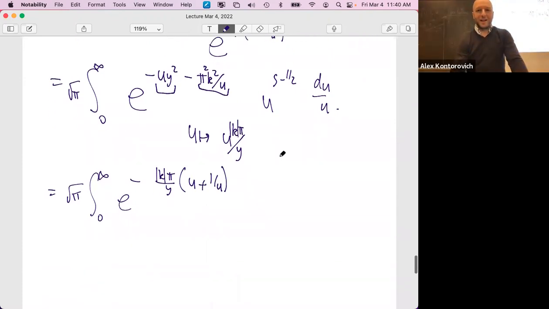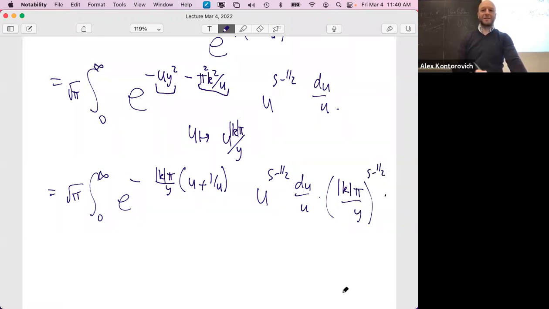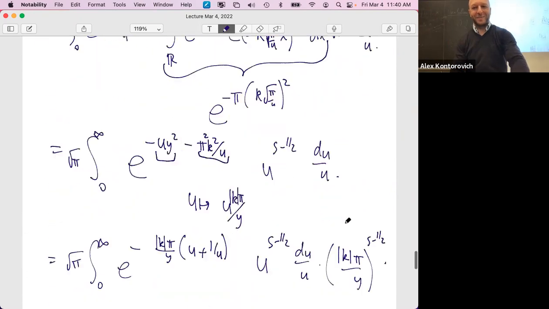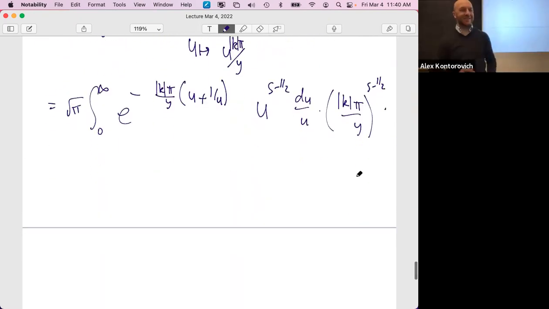Okay. Then u got replaced by these things. So there's a u to the minus s over 2 du over u, and a factor of k pi over y to the s minus a half. Then you have pi to the minus a half, but then you have a pi to the 1/2. And when I put the pi to the minus s in, to really complete everything, the pi's are gone. It exactly cancels out all the pi's.